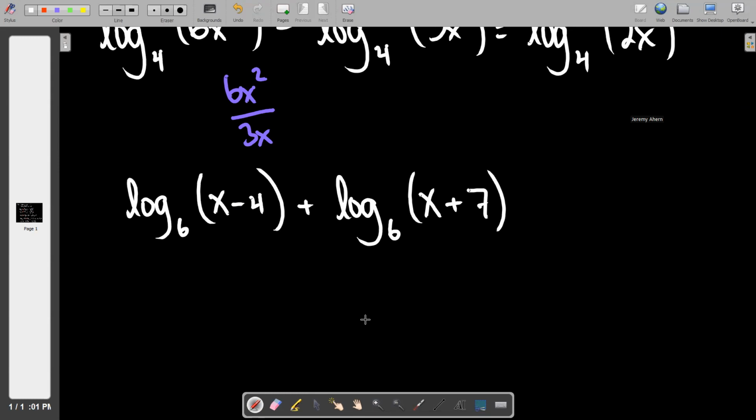What's this going to be? We know it's going to be a log with a base of 6. Any thoughts? Yep.